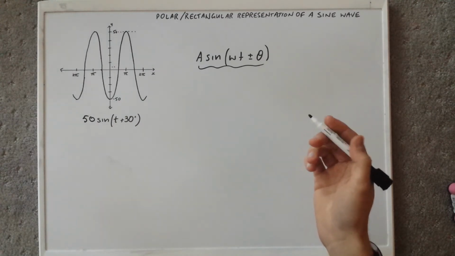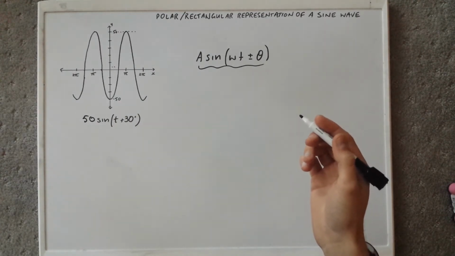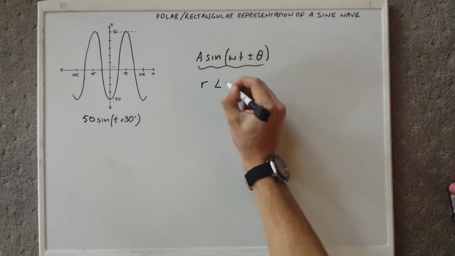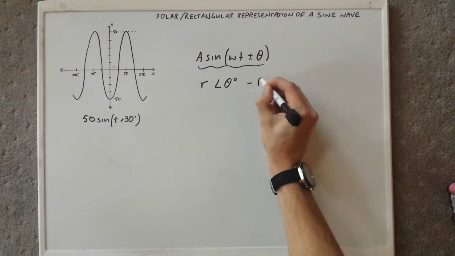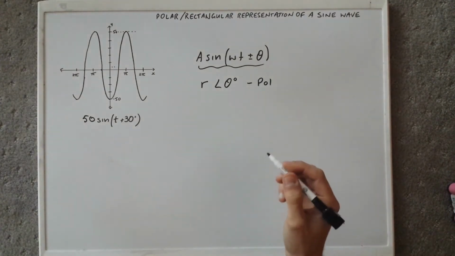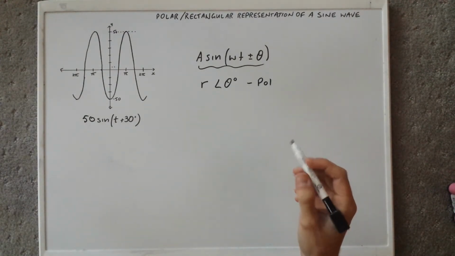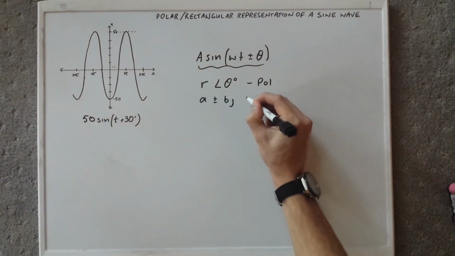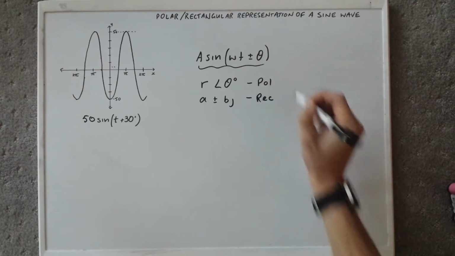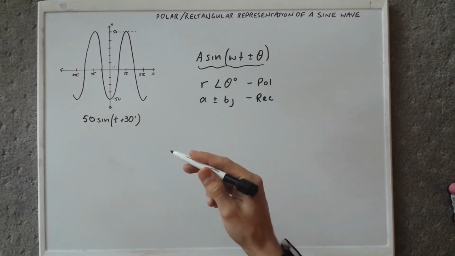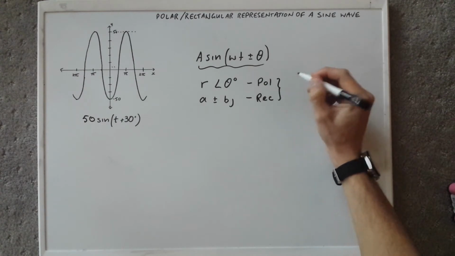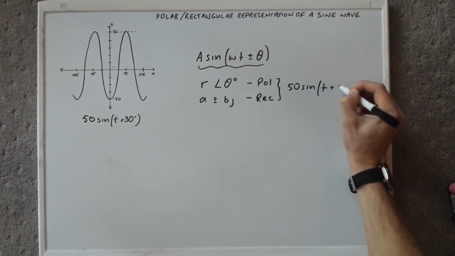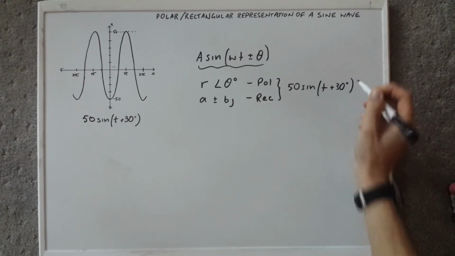However, when it comes to AC circuit analysis, we must be able to represent the sinusoidal waveform as both a magnitude and a direction, which is polar format. Similarly, we must also be able to represent it as a complex number, a plus or minus bj, which is known as rectangular format. So looking at the pictured waveform, we have 50 sine(ωt + 30 degrees).